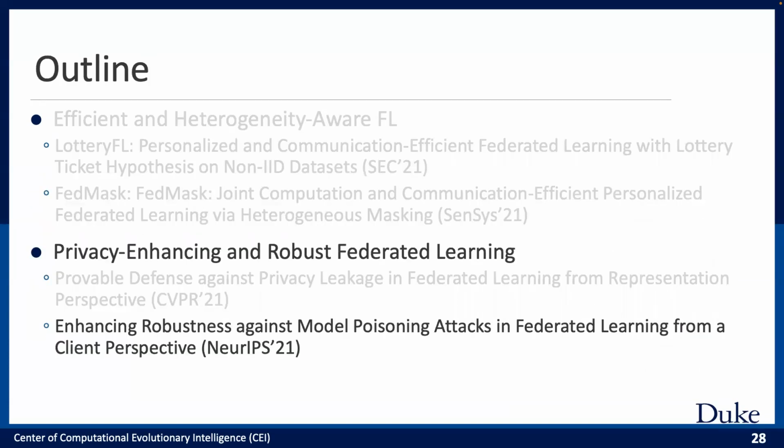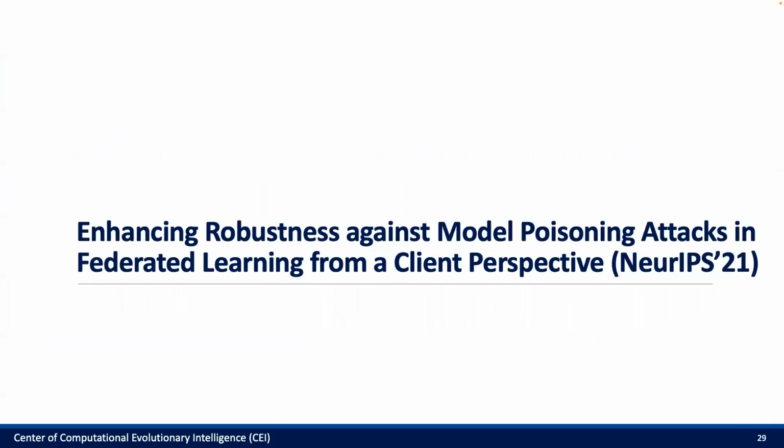Okay, so the last topic I'll talk about today is enhancing the robustness against model poisoning attacks. The poisoning attack is not new, right? People have been using poisoning attacks against machine learning models for many years, and also use different ways to generate poisoning attack samples, like generative adversarial networks.